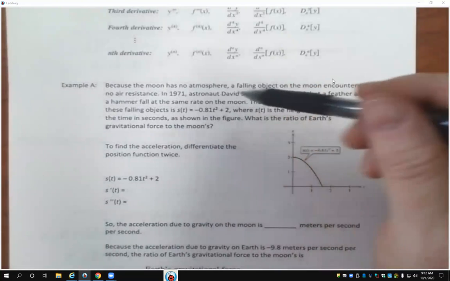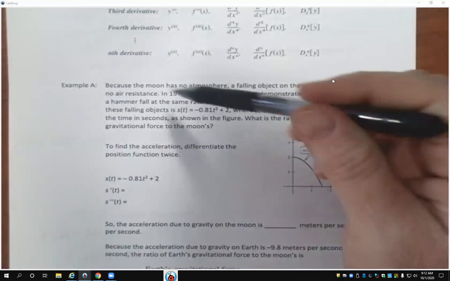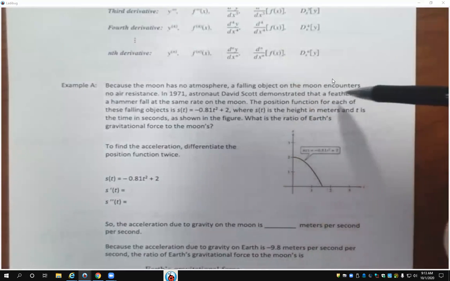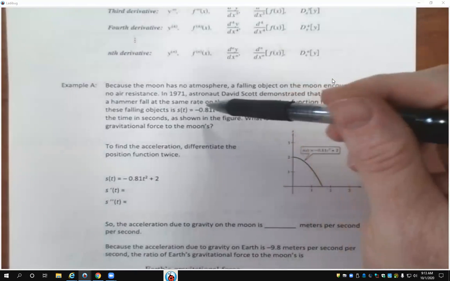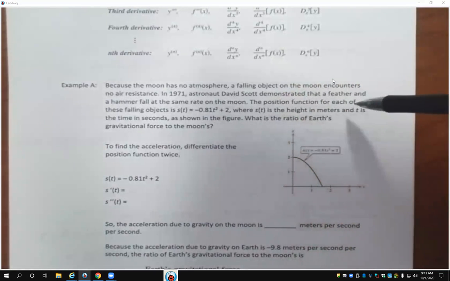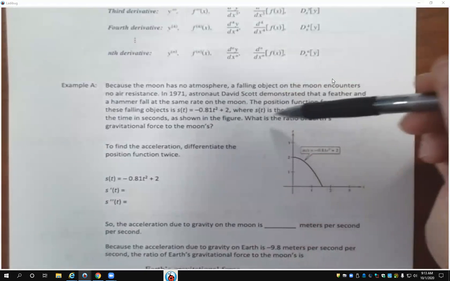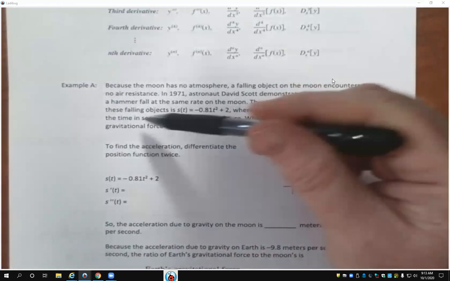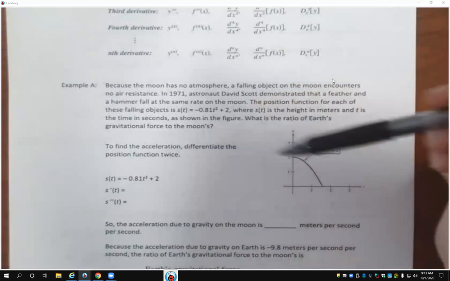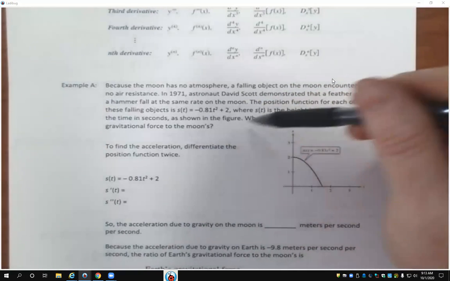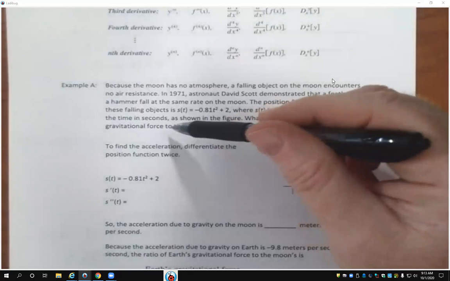Because the moon has no atmosphere, a falling object on the moon encounters no air resistance. In 1971, astronaut David Scott demonstrated that a feather and a hammer fall at the same rate on the moon. The position function for each of these falling objects is given, where S of t is the height in meters and t is the time in seconds. It's graphed to the right. That's our position function. What is the ratio of Earth's gravitational force to the moon's?